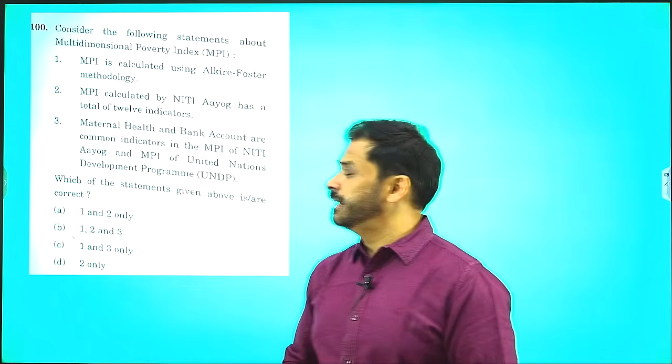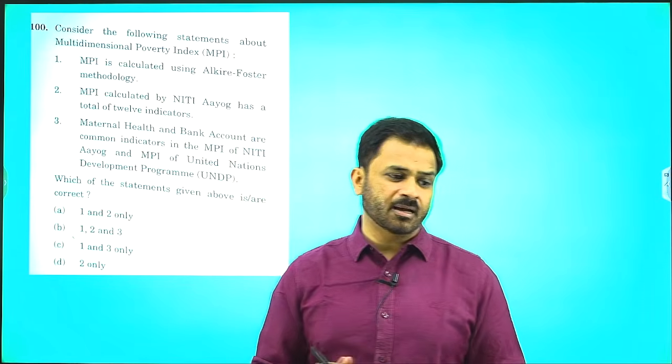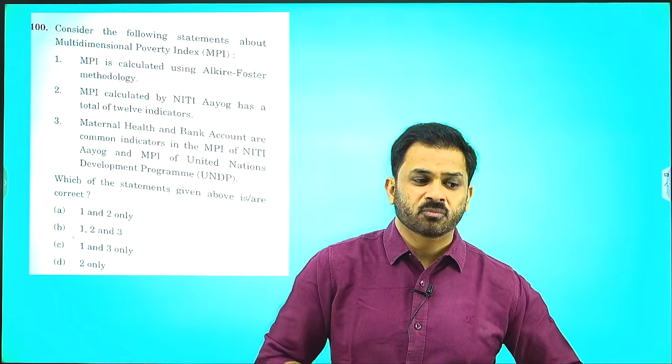Multidimensional Poverty Index. At the global level, it is developed by the United Nations Development Programme and the Oxford Poverty and Human Development Initiative. Both together come up with it. They consider broad areas: education, health, and standard of living. You know this very well.